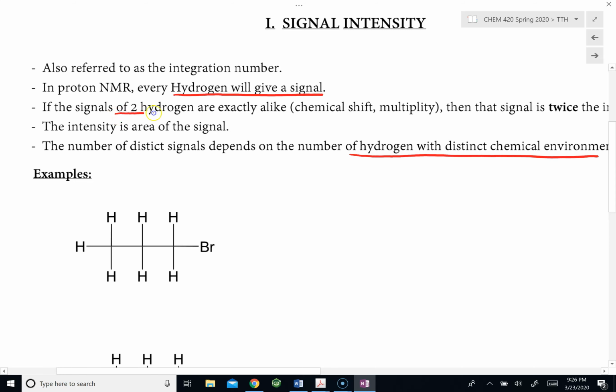So if the signals of two hydrogens are exactly the same in both chemical shift and multiplicity, then that signal is twice the intensity compared to another signal. The intensity of the signal is normally the area of the signal, because in proton NMR we get a signal, and the intensity of the signal is basically the area under the curve. Therefore, we also refer to this as an integration number, because to find that area, we have to integrate to get the area under the curve.